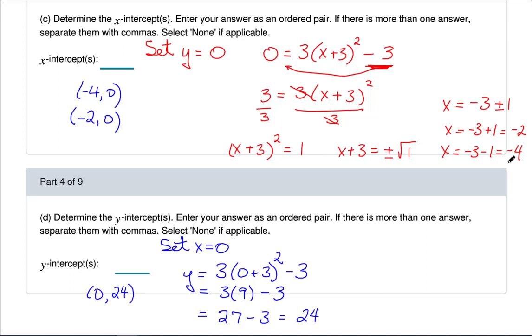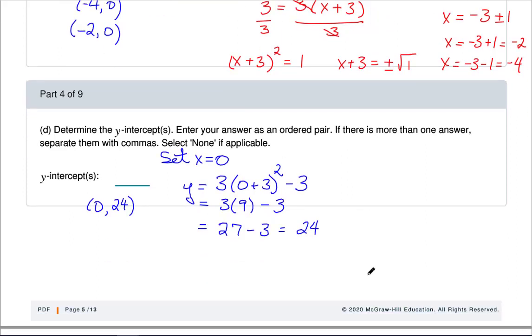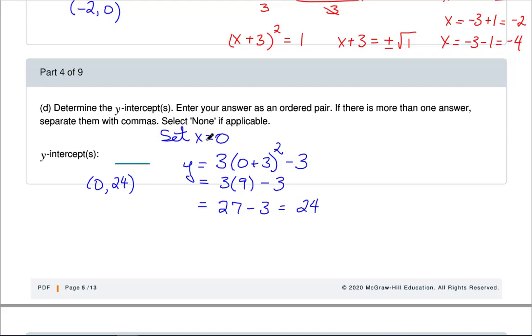But they want more than that. They want the points. See, they enter your answer as an ordered pair. That's why they want it written in that format. The y-intercept, well, that's the easy one. We just set x to 0 and calculate. 0 plus 3 is 3. 3 squared is 9. 3 times 9 is 27 minus 3, and we get (0, 24). So again, they want the whole ordered pair, the x and the y.